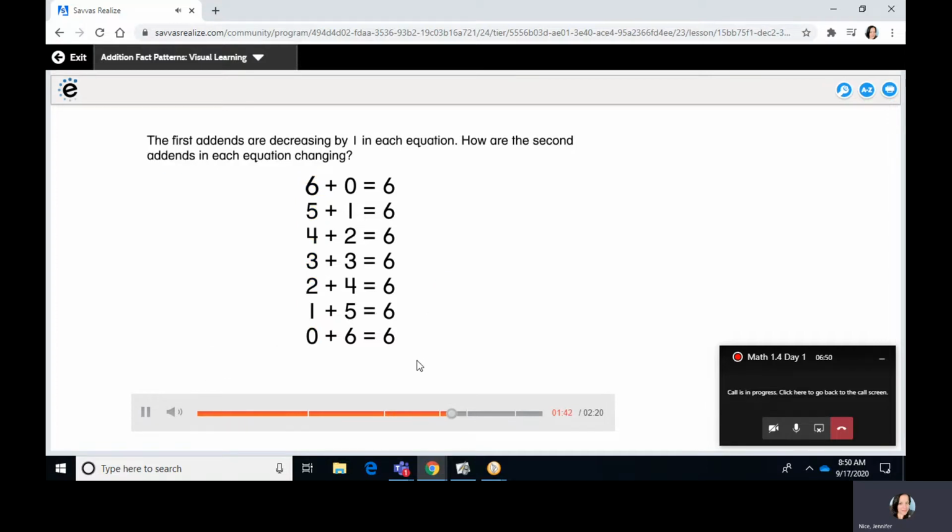The first addends are decreasing by 1 in each equation. How are the second addends in each equation changing?